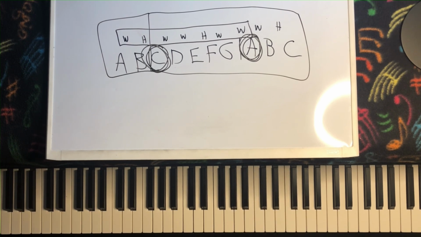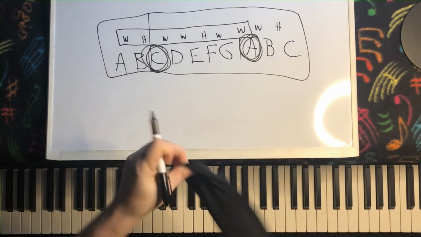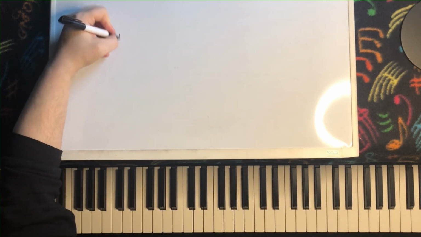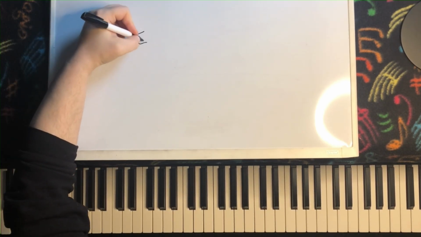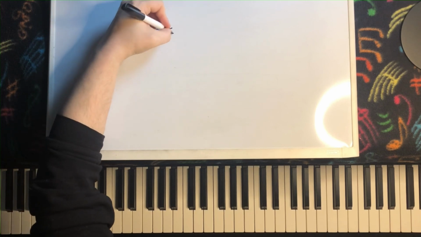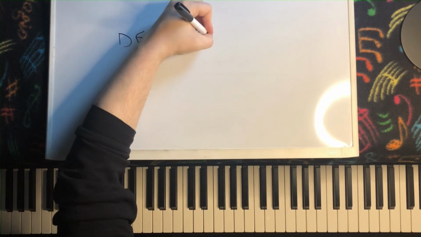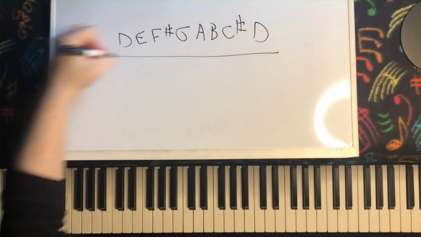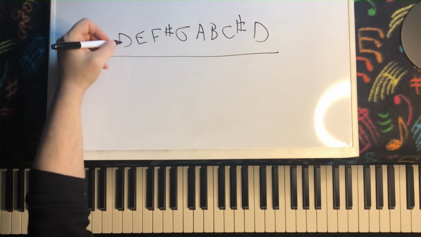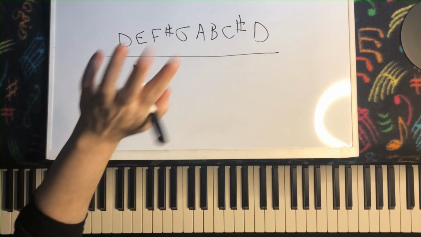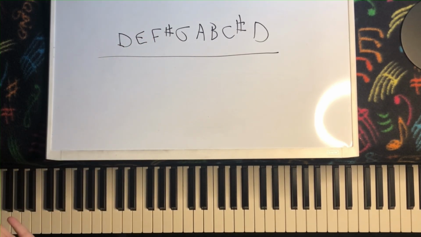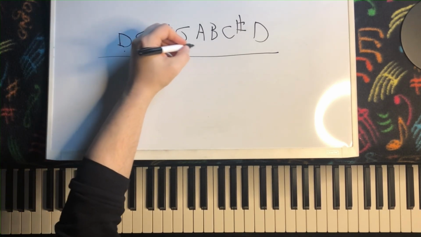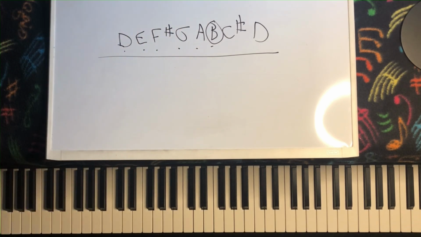So let's try this with D major, all right? So I'll just erase this, and I'm gonna write a D major scale here. D, E, F sharp, G, A, B, C sharp, D. So now what I want to do is start this scale on the 6th scale degree, and then I'm going to keep the same key signature, aka the same sharps and flats. All right, so 1, 2, 3, 4, 5, 6. All right, so B is the 6th.